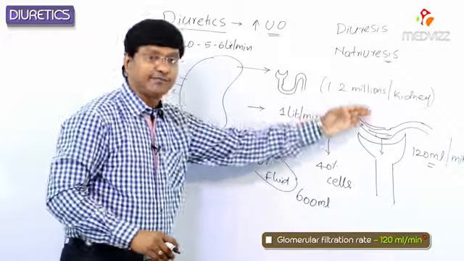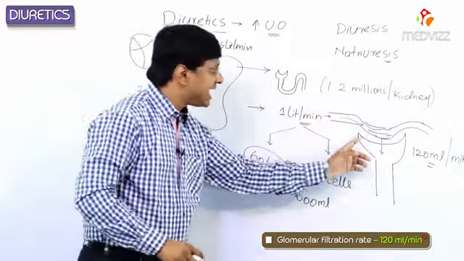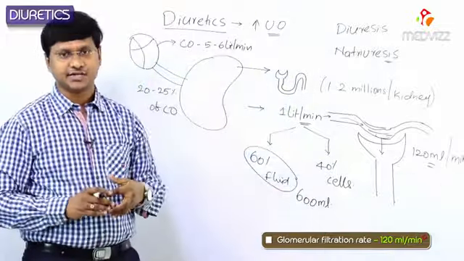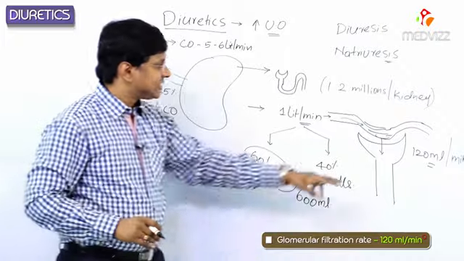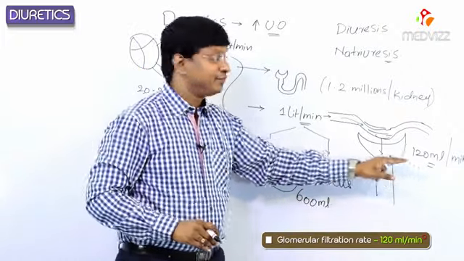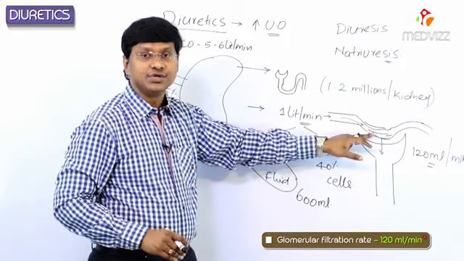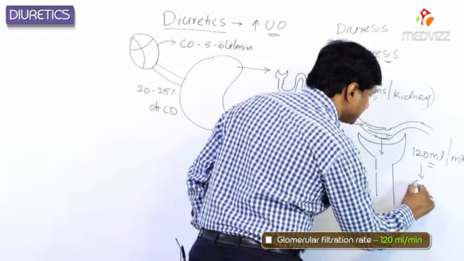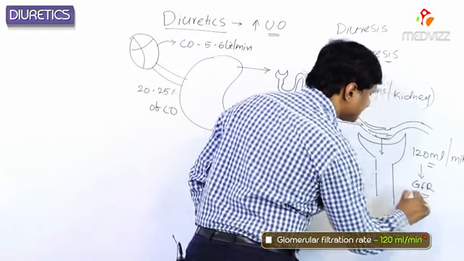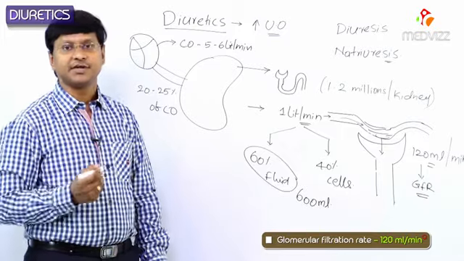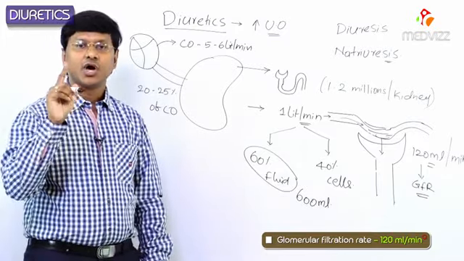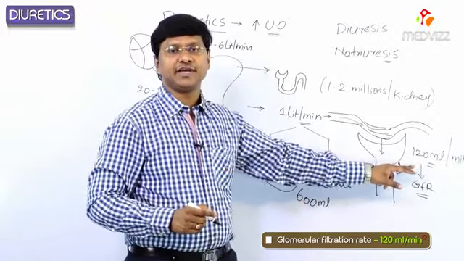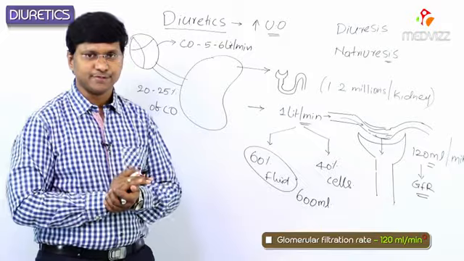The remaining fluid, which is not filtered, will go to the efferent arterioles, then into the vasa recta, and then into the circulation. That 120 ml of fluid which has been filtered from the glomerulus to the Bowman's capsule is called the glomerular filtration rate. So remember, the normal glomerular filtration rate is around 120 to 125 ml per minute in a normal individual.